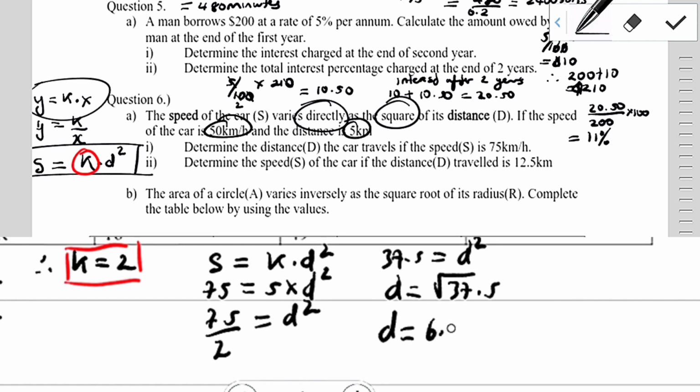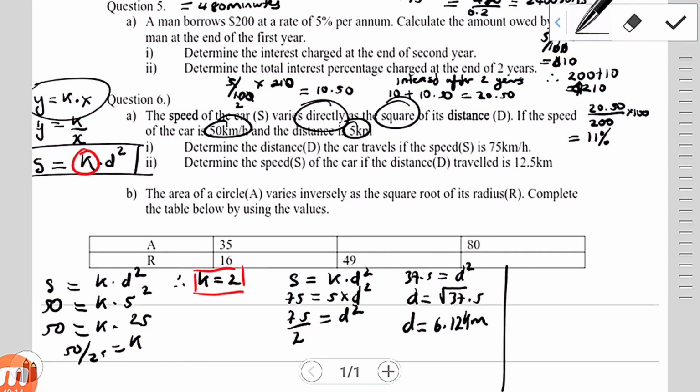That there gives us an answer of 6.12 kilometers. Okay, so at that speed of 75 kilometers, then the distance traveled by the car is in fact 6.12 square kilometers. Okay, beautiful. We can then go right ahead. Let me see if I have enough space over here to wrap this question up.